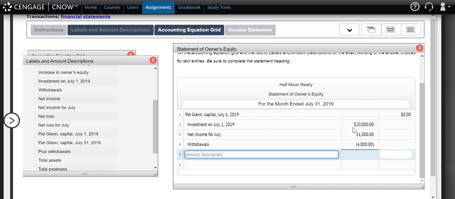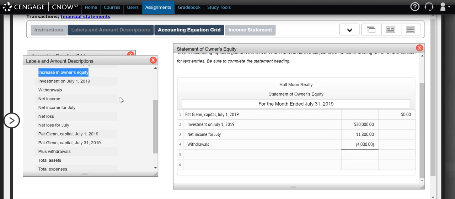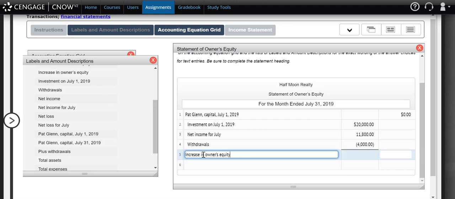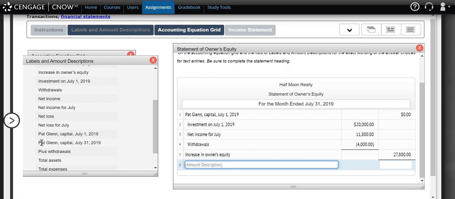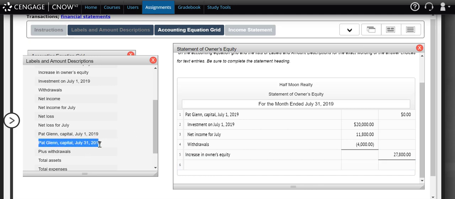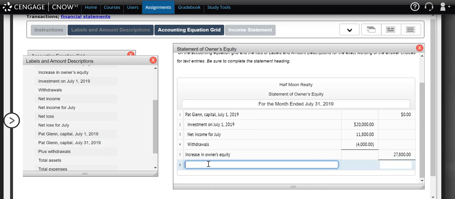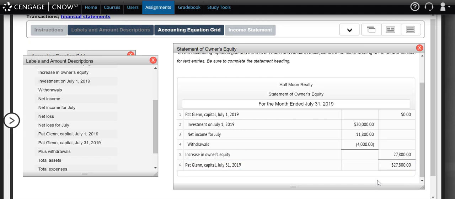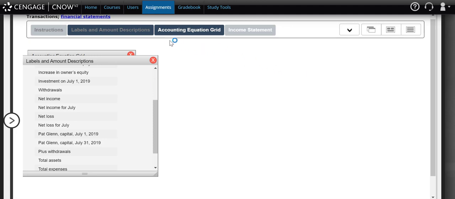Our positives outweigh our negatives here, so that means we have an increase in our owner's equity, and that increase is at $27,800. Since it's an increase, we would add it to the owner's beginning capital. They didn't have any beginning capital, so that means Pat Glenn's ending capital is at $27,800. We need Pat Glenn's ending capital balance in order to complete our balance sheet.